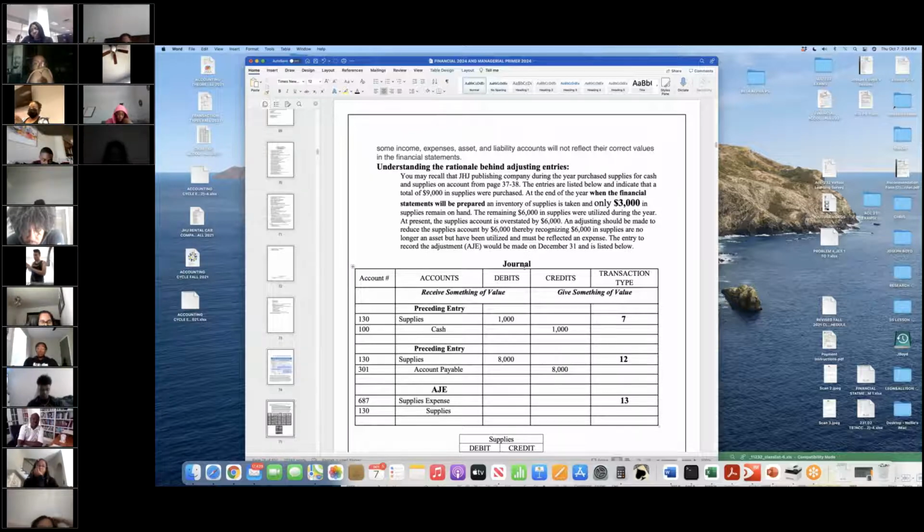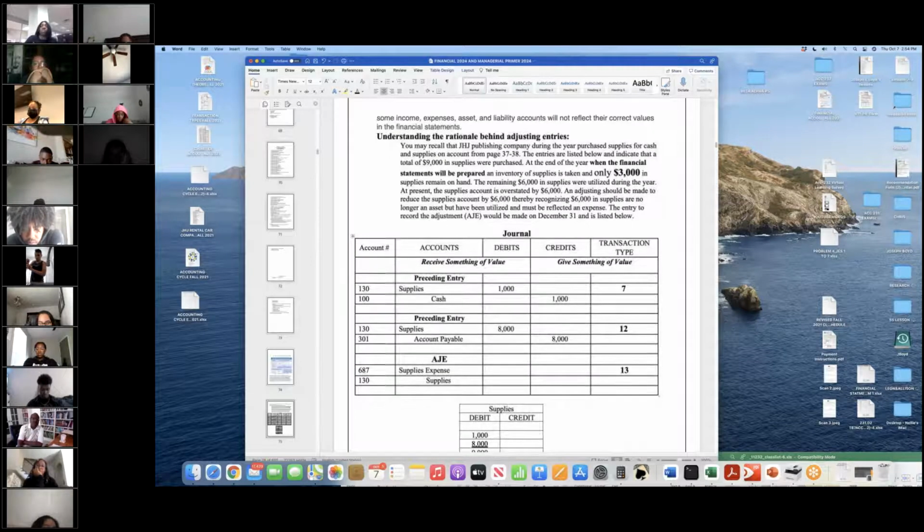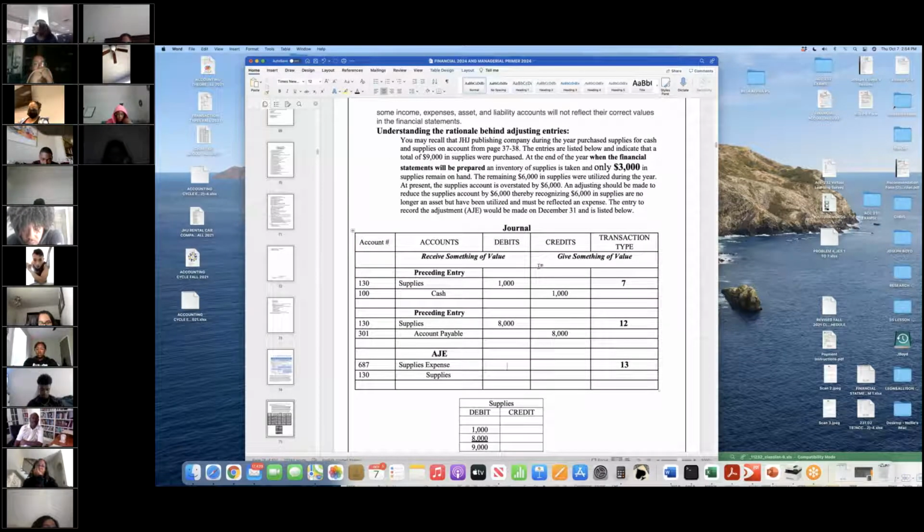So if we have in the T accounts 9,000, but we only have 3,000, what do we need to do? We need to make an adjusting entry. We had 9,000 in supplies. Now we only have 3,000.